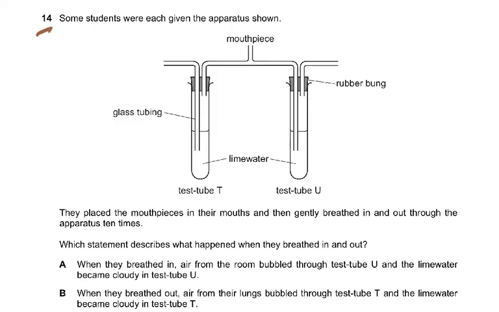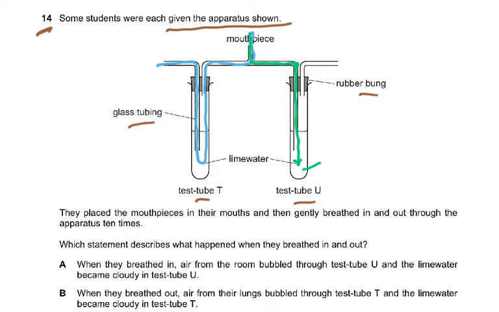Question number 14. Some students were given the apparatus shown. There's the mouthpiece, a rubber bung, glass tubing, and lime water in both test tube T and test tube U. Now what you have to understand is how the air is going to come in. The air comes in through this and then dips in here and then goes into your mouth, and this is when you inhale. When you exhale, I'm just using another color for the exhale, the air goes in and dips into the lime water.